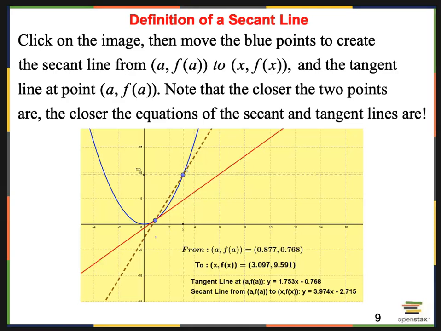So if we click on this image here and move the blue points to create the secant line from A, f of A to x, f of x, and a tangent line at that point A, f of A here. Note that the closer the 2 points are, the closer the equations of the secant lines are. So let's take a look at that.